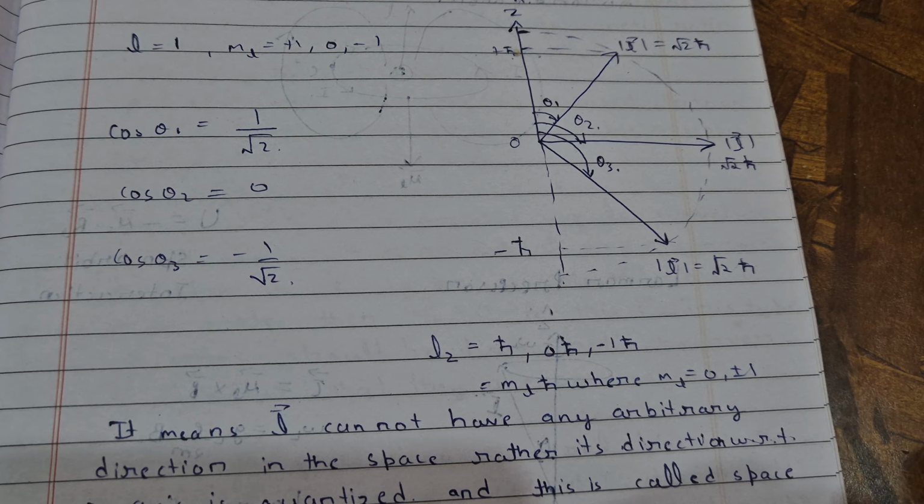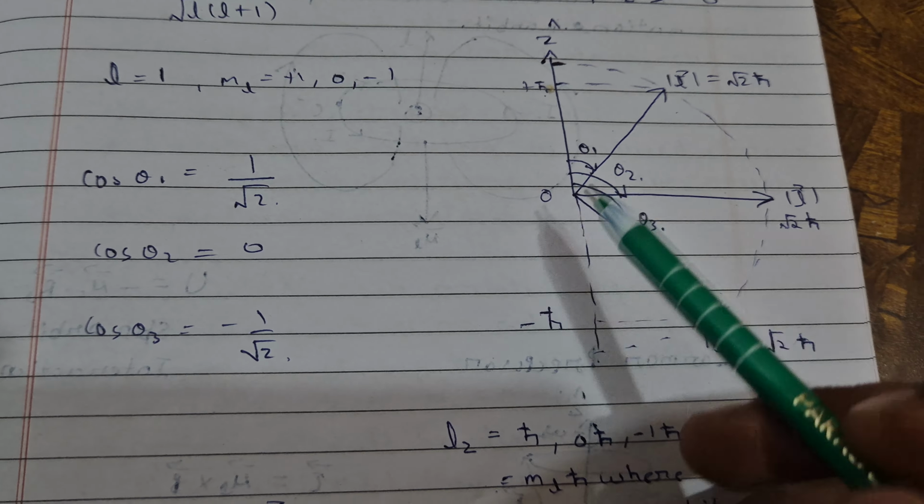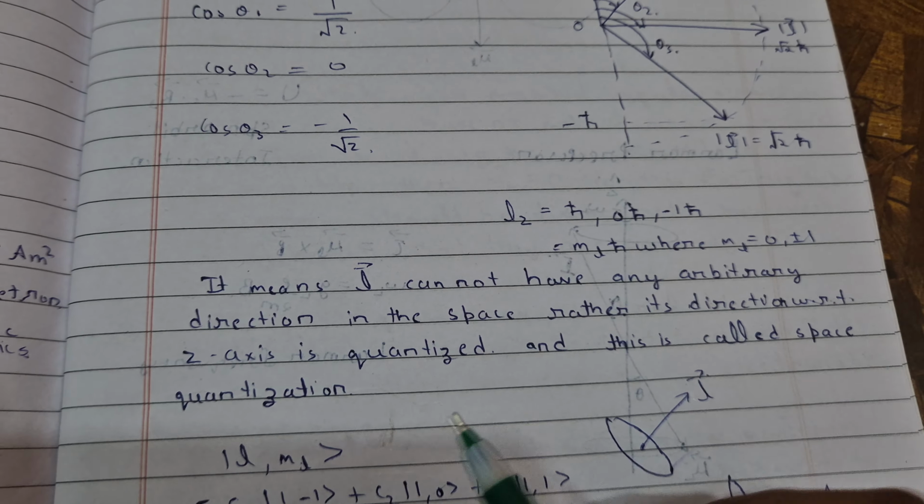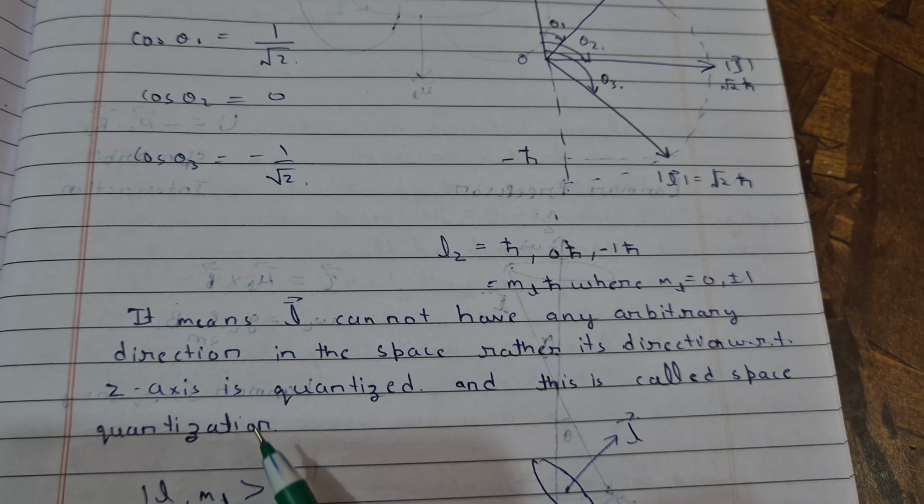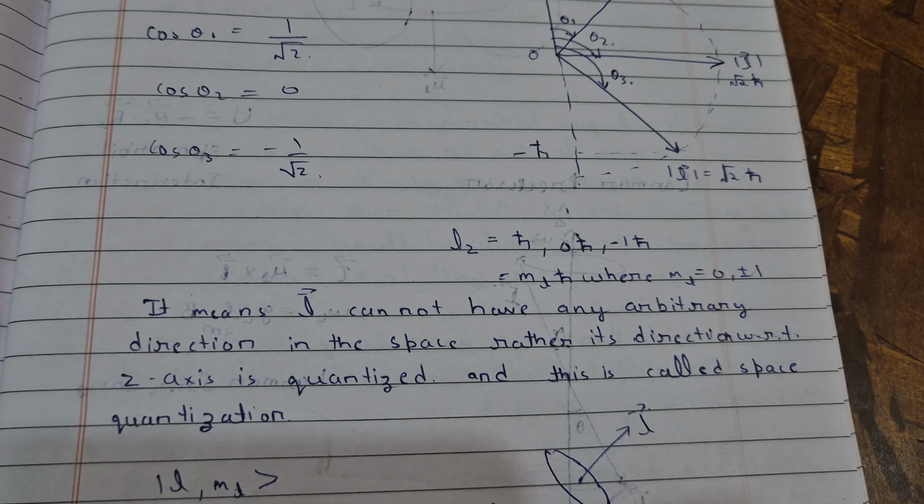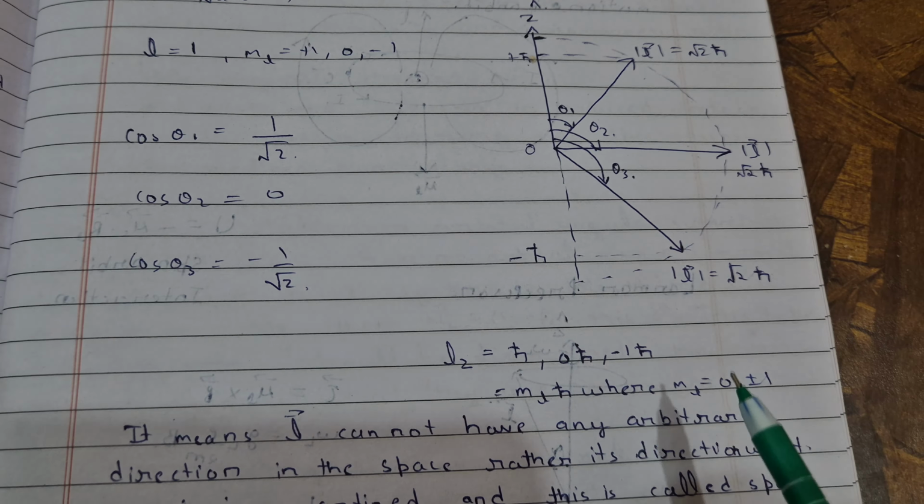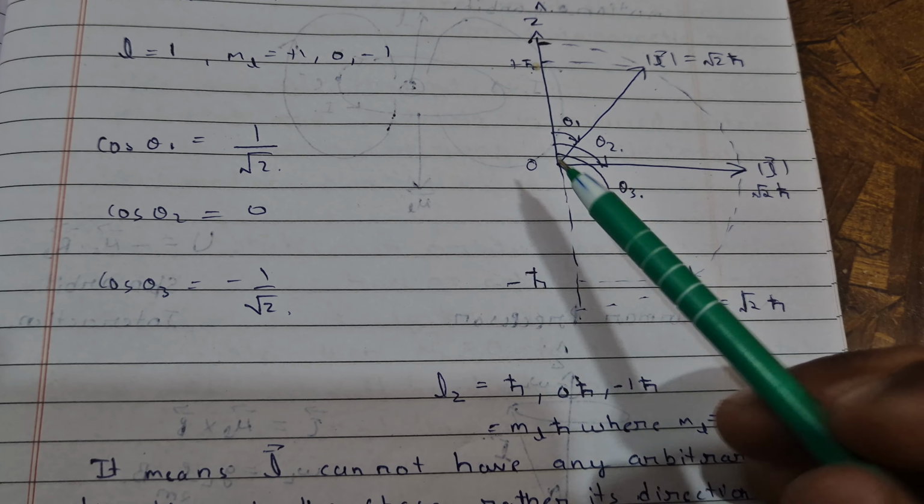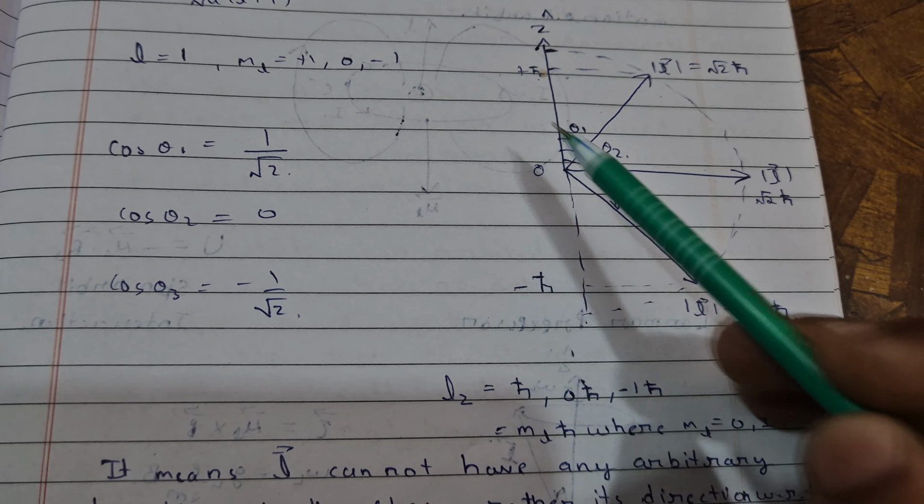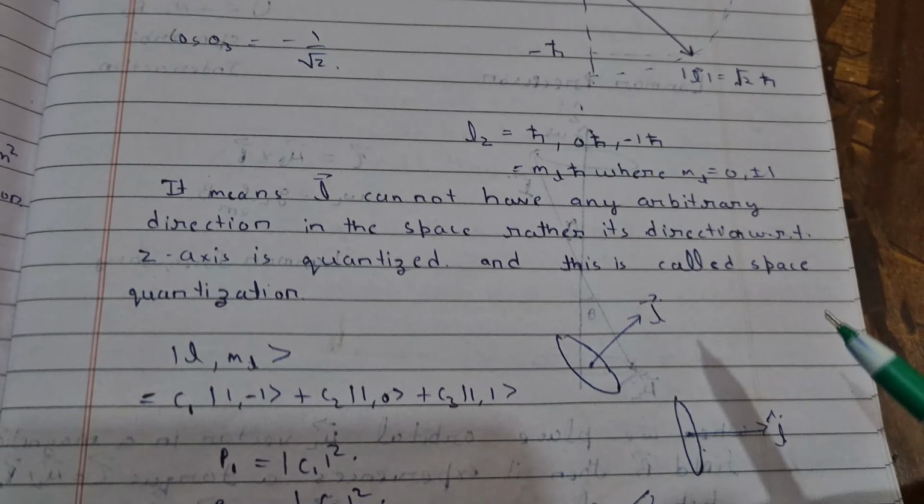Now this is called space quantization. It means L cannot have any arbitrary direction in space; rather, its direction with respect to the z axis is quantized, and this is called space quantization. So I hope you get the idea. Now if you have different L directions, that doesn't mean the orbit will be changed. Only the orientation is changed. You have the same orbit here, and here, like this.